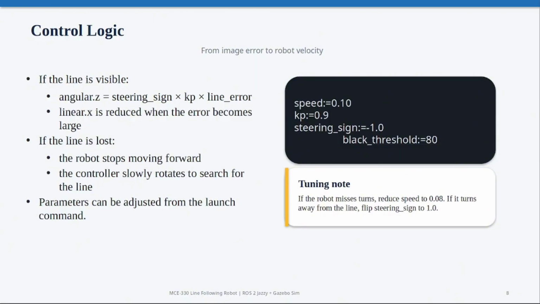In our final working version, the parameters are speed 0.10, kp 0.9, steering sign -1, and black threshold 80. If the robot misses turns, the speed can be reduced to 0.08. If the robot turns in the wrong direction, the steering sign can be changed to 1.